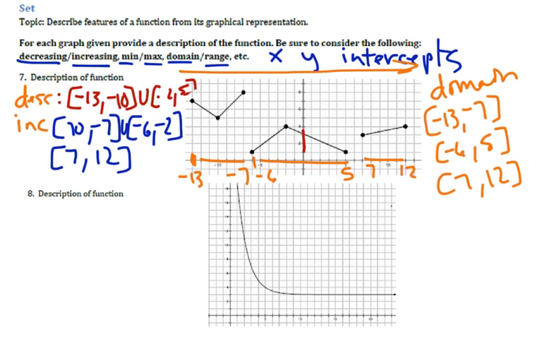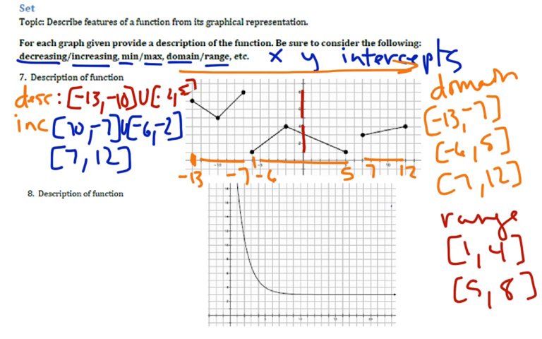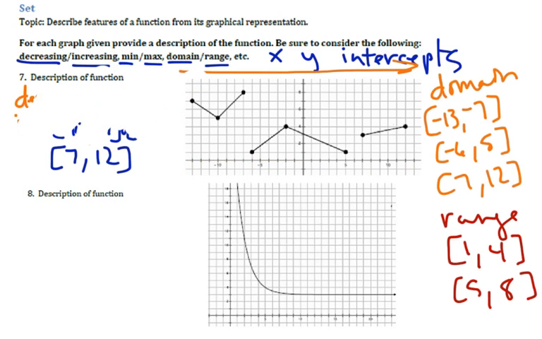Now the range, remember the range is the y values. So we start down here at positive 1, go up to 4, and this one has that overlapping area of the range. That's alright. Then we go from 5 up to 8. So for the range, we're talking about 1 to 4 and 5 to 8. Okay, so there's just a few ways of talking about it. X-intercepts. There aren't any x-intercepts, so we wouldn't list that. Y-intercepts. We've got the 1 right here at positive 3, so y at 0, positive 3.